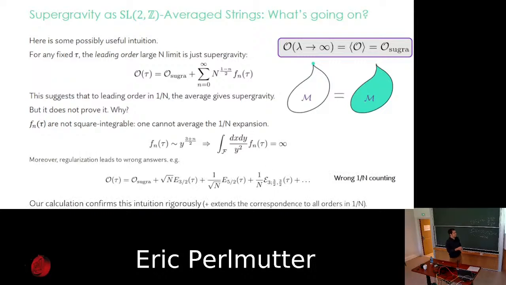So here's schematically the form of the expansion. I've just picked some representative observable O. The first subleading term is order root n, for example, but recall that, for the integrated correlator, the subleading term is order n. So you don't get the right large n counting. There's no way to regularize this that gives you good answers. But the calculation we did confirms this intuition in a rigorous way.